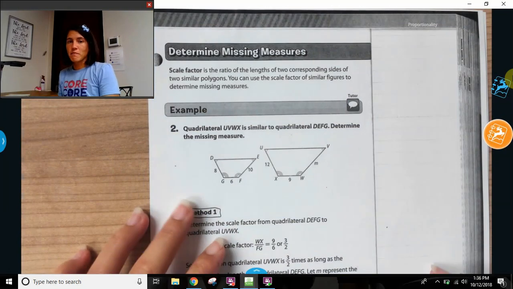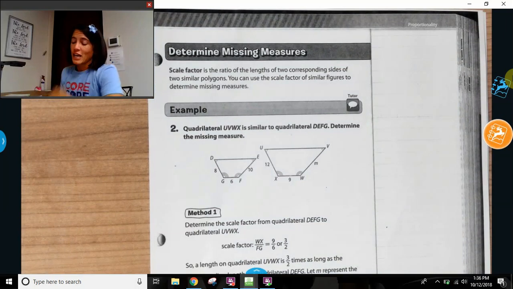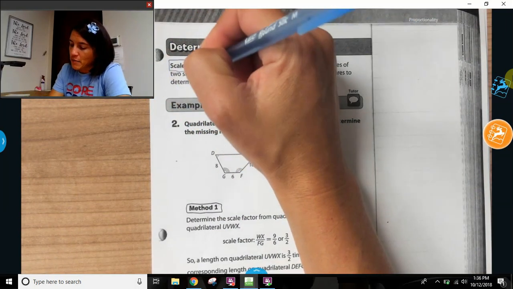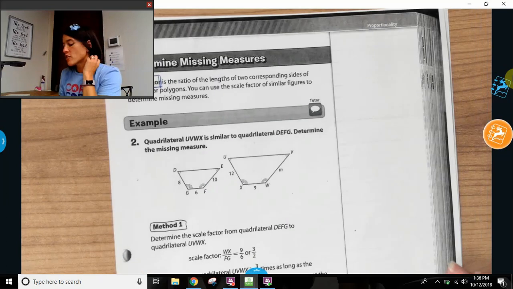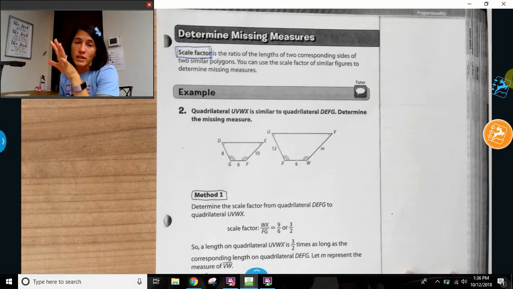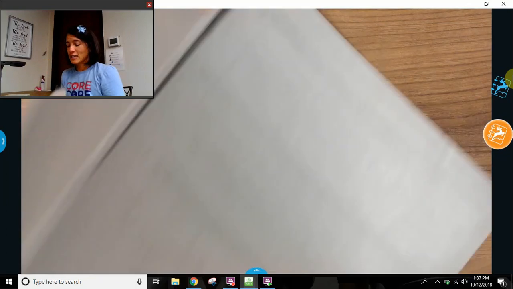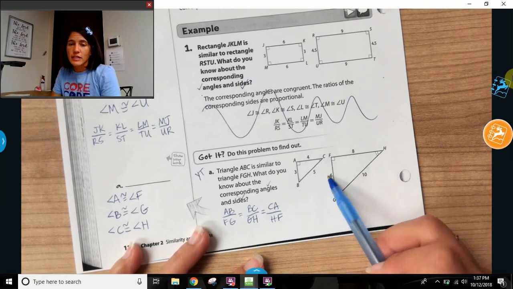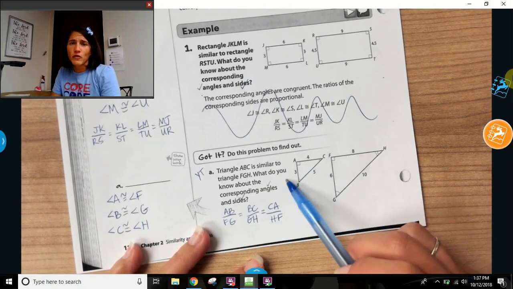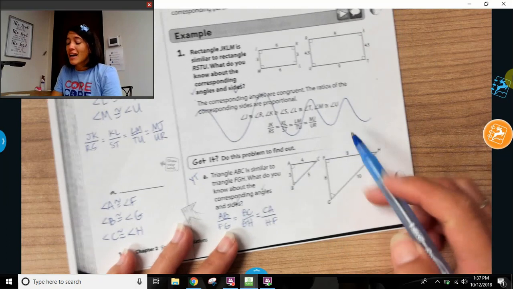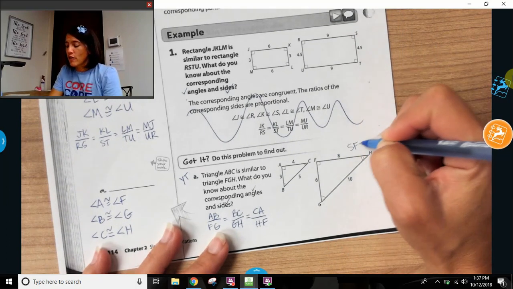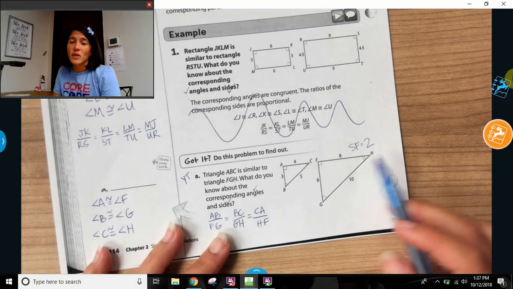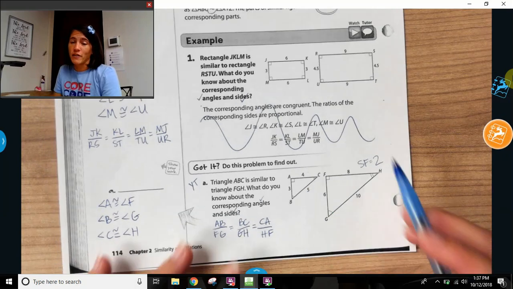And now we're going to actually do some math. Determine missing measures. Scale factor, you need to underline, highlight, box the word scale factor. It is the ratio of the lengths of two corresponding sides of two similar polygons. So the scale factor is what happens from one polygon to the next. Like on that last example, from 4 to 8, 3 to 6, and 5 to 10, can you figure out what the scale factor is? What happened to each side? And hopefully you saw it was multiplied by 2, so the scale factor would have been 2, because that's what happened from ABC to FGH.